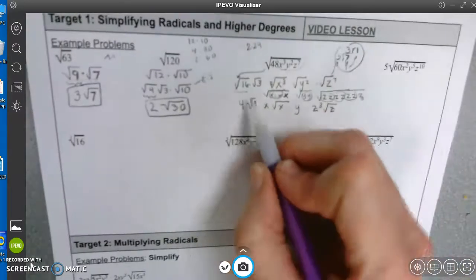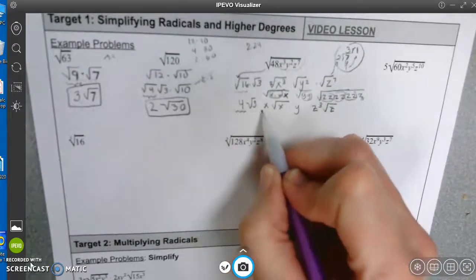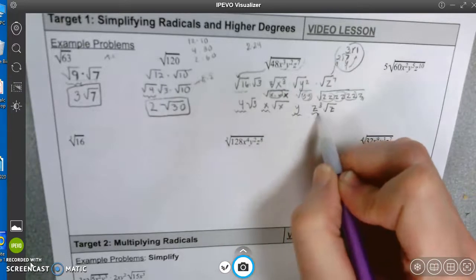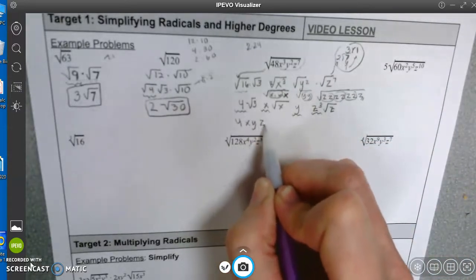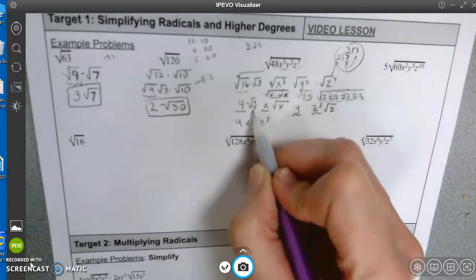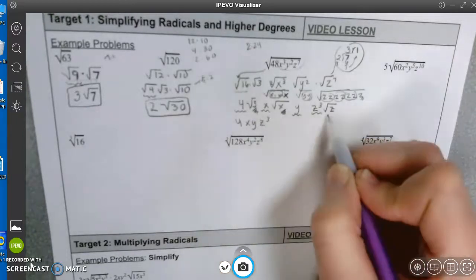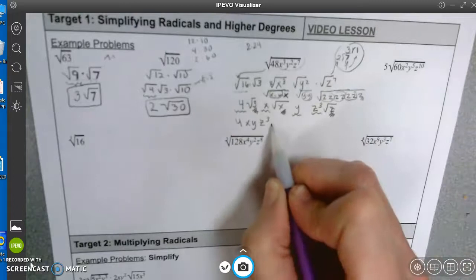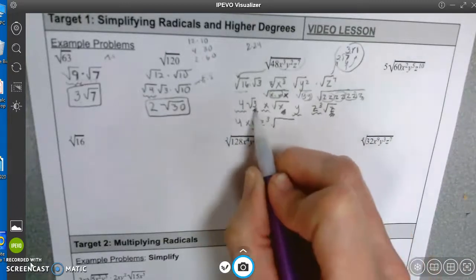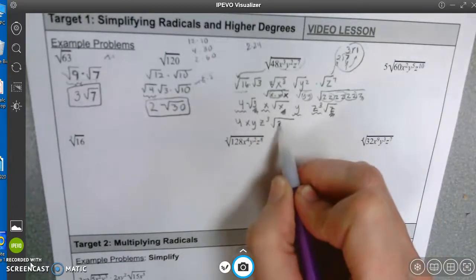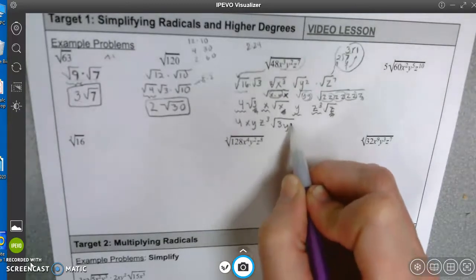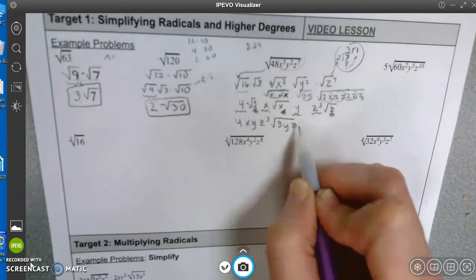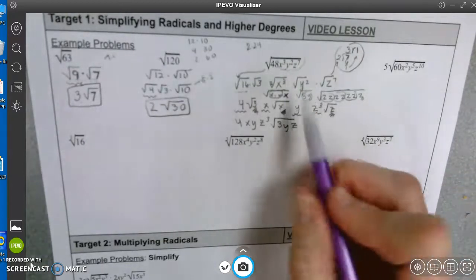Now you got to be careful. Everything that came out is going to go in front. 4x, y, z to the third. And then everything that stayed inside the radical is going to stay right back in there together. 3y, z. And make sure I double check all my answers.